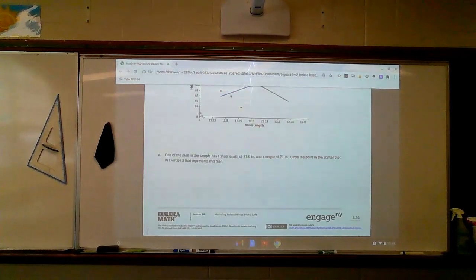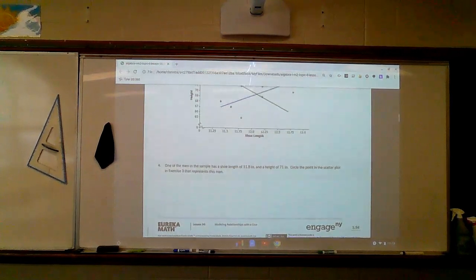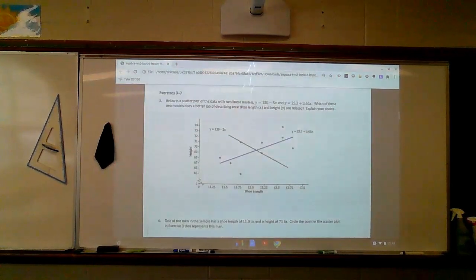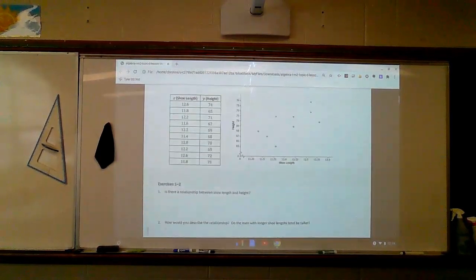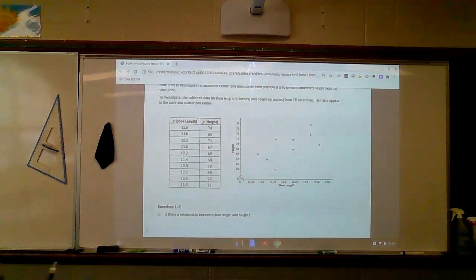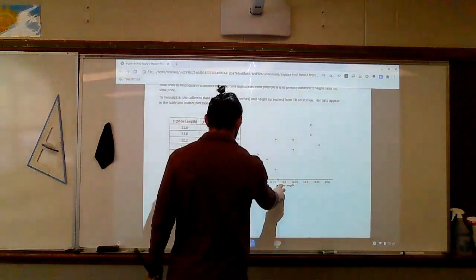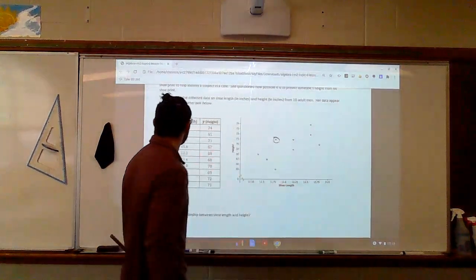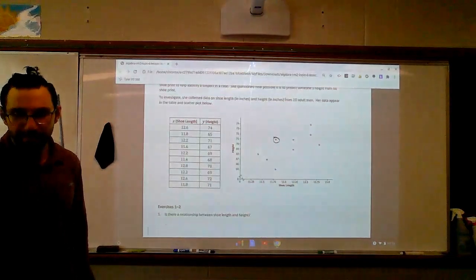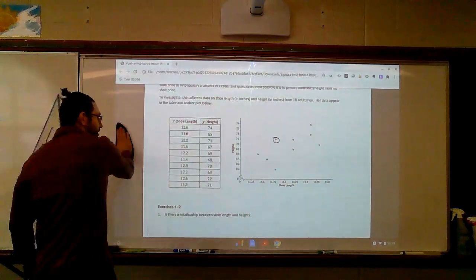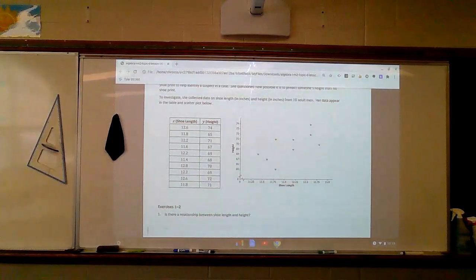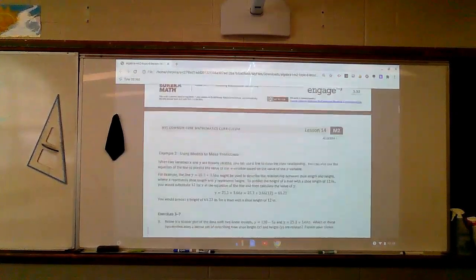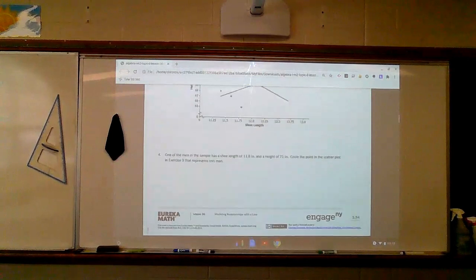One of the men has a shoe length of 11.8 inches and a height of 71 inches. Circle the point in the scatter plot in exercise 3 that represents this man. So 11.8 and 71. Let's go back here. 11.8, right around here, and 71. Okay? Why do they have me do that? Don't know yet. Let's find out. But knowing how to find those on the graph is important. That's how we're going to interpret this, because you need to.